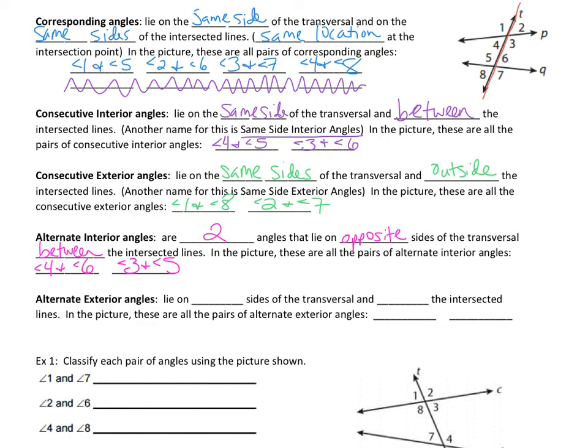Lastly, now we have alternate exterior angles. So they lie on opposite sides of our transversal, but they're going to be outside the intersected lines. Remember, if they're outside the intersected lines, that would be 1, 2, and 8 and 7, but they're on opposite sides. So not 1 and 2, but it has to be 1 and 7 and 2 and 8.